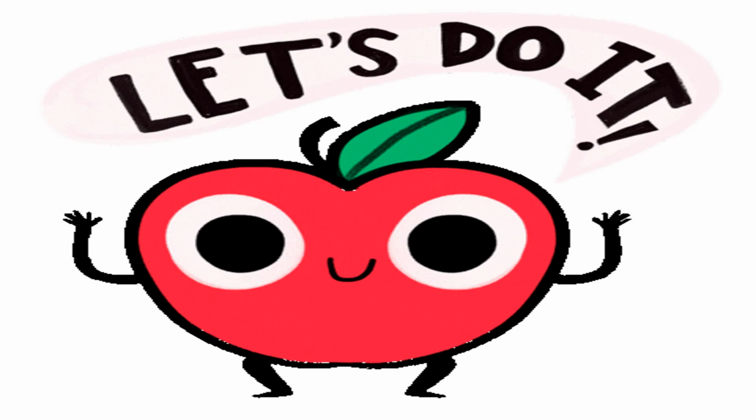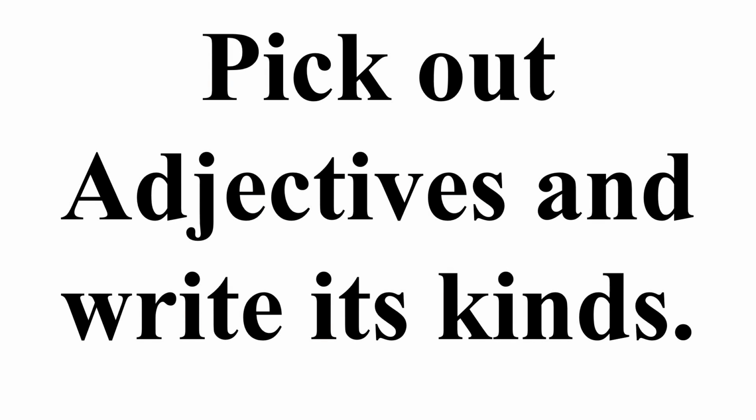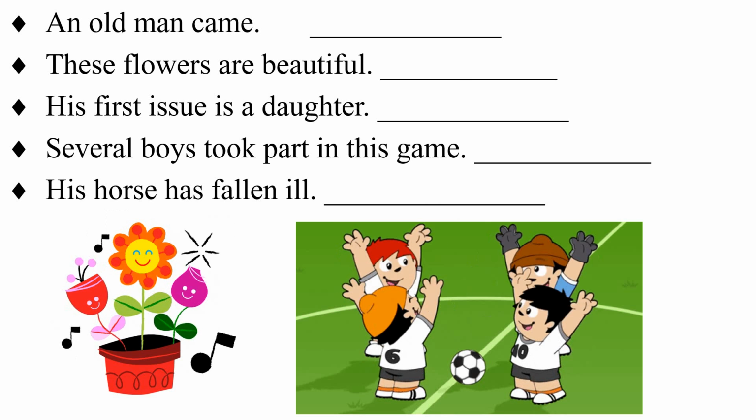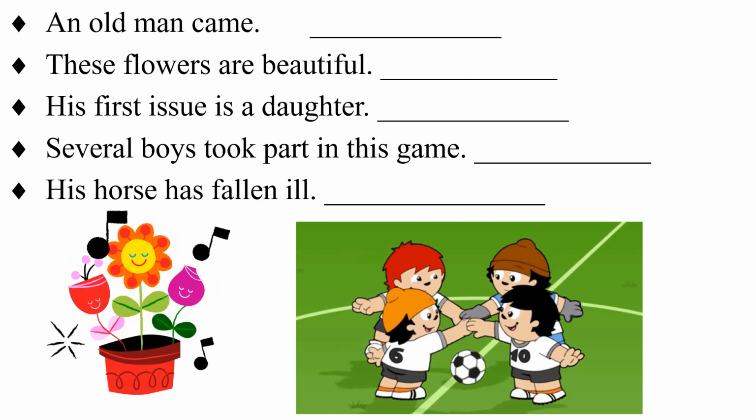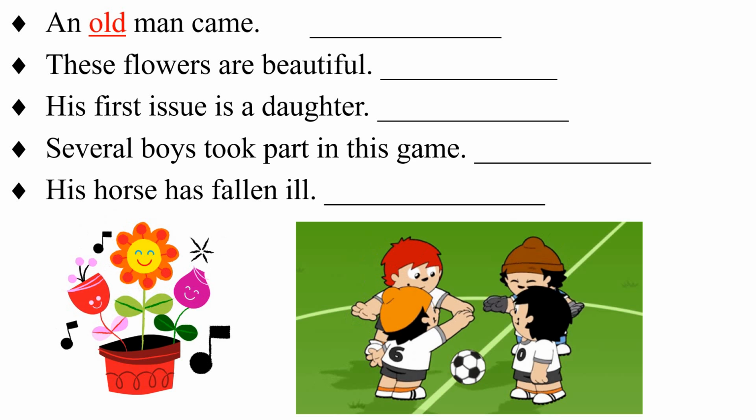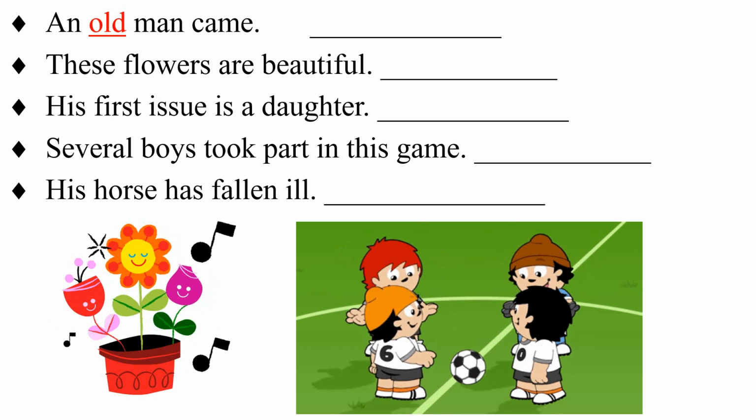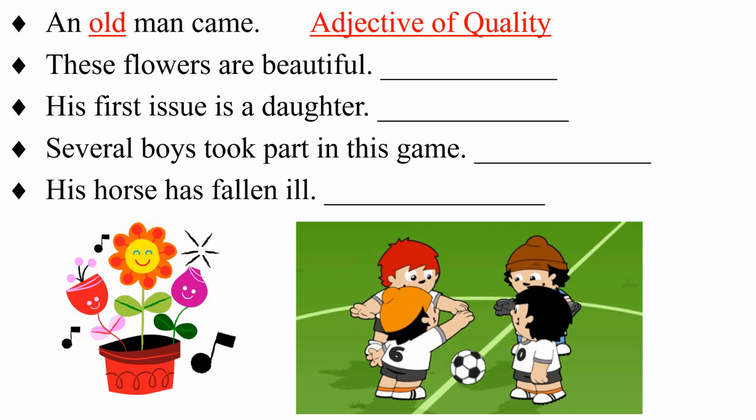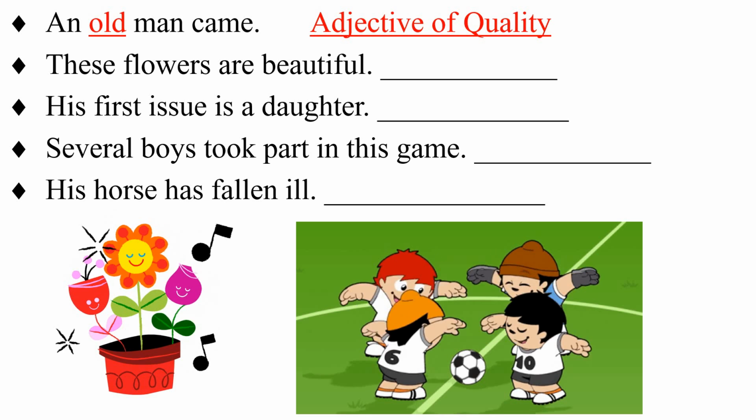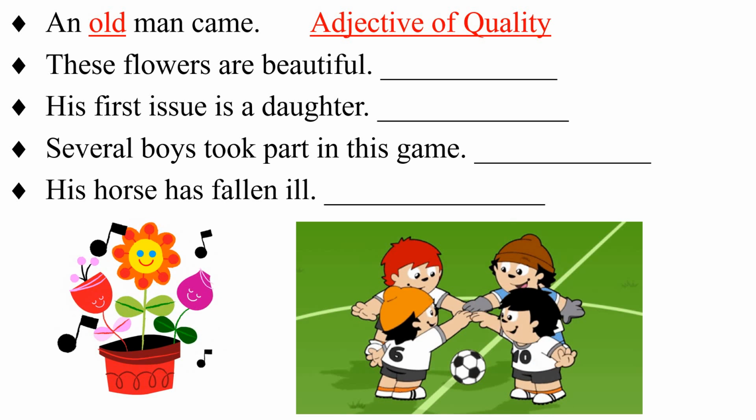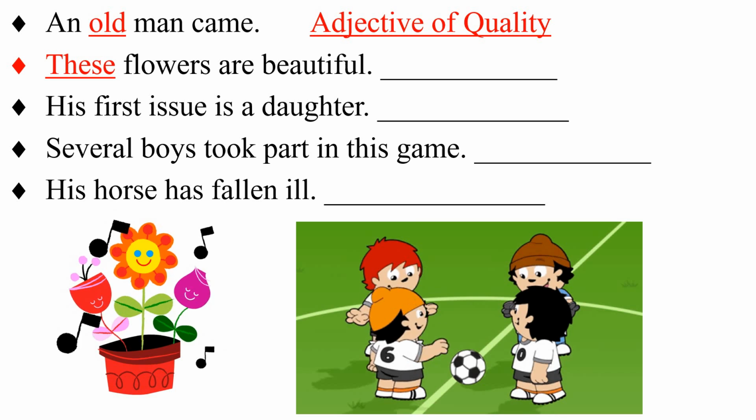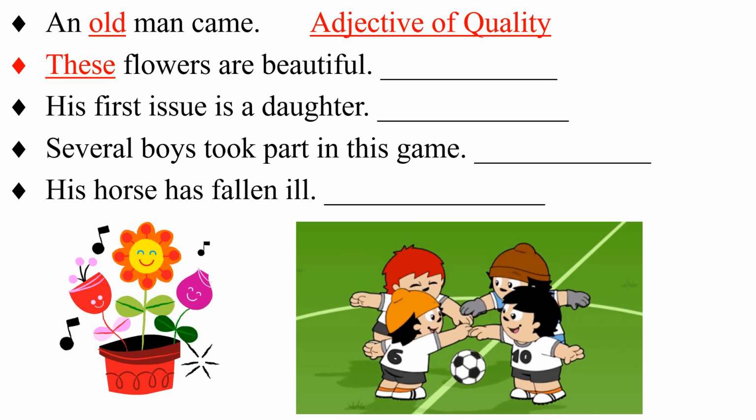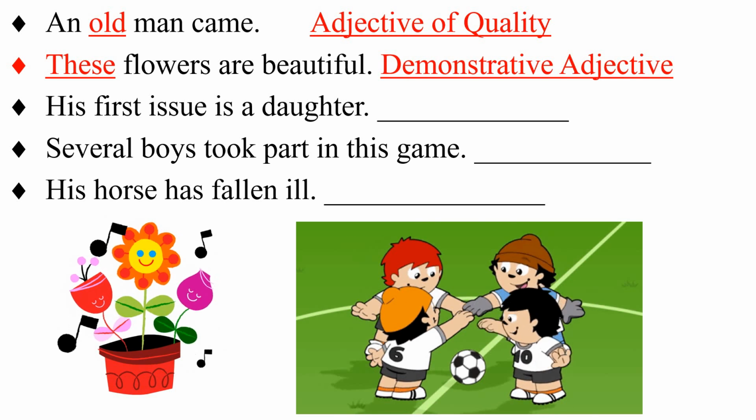तो अब हम चलते हैं towards the exercise. The question is: pick out adjectives and write its kinds. The first one is: An old man came. How was the man? Old. So this is the quality of man and this is adjective of quality. These flowers are beautiful. Which flowers are beautiful? These. And this is demonstrative adjective.